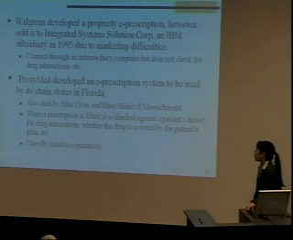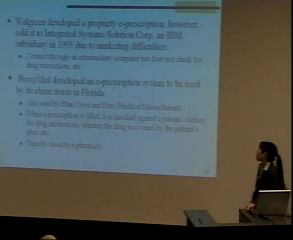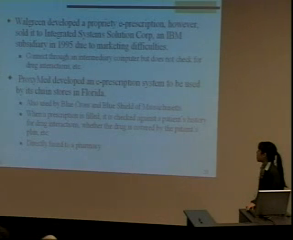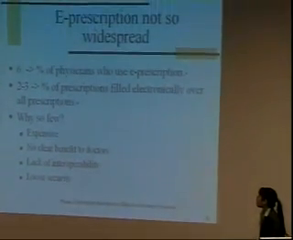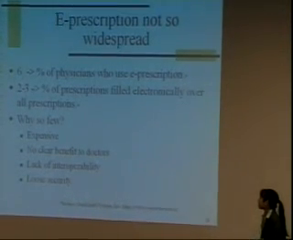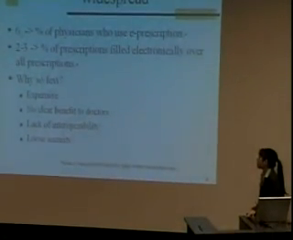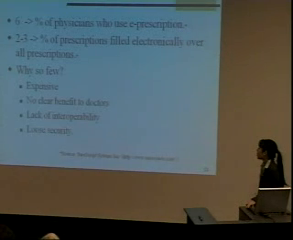On the other hand, Proximate developed an e-prescription system that is similar to the one we saw before, but instead of the clearinghouse sending the prescription to the insurance company, they directly fax to a pharmacy. However, e-prescription systems are adopted so rarely, and why so few? Well, it is expensive, there are no clear benefits to doctors, lack of interoperability, and low security.